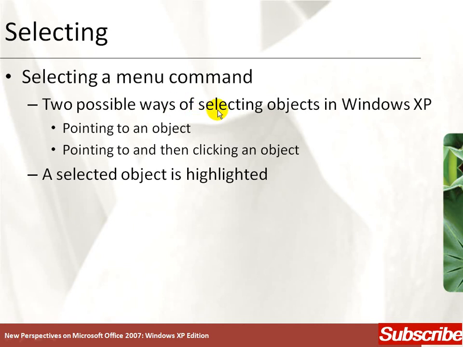So, two possible ways of selecting objects in Windows XP. How can you select something on Windows XP? There are two possible ways: pointing to an object through the mouse or pointing device, or pointing to and then clicking an object. Pointing to an object is called selection.